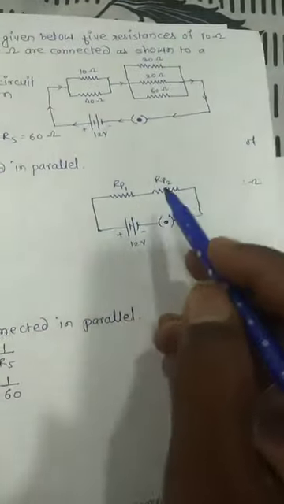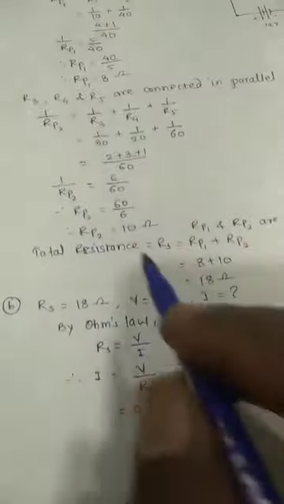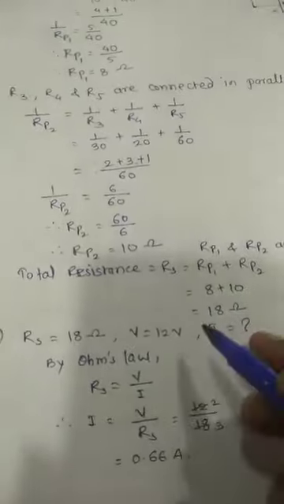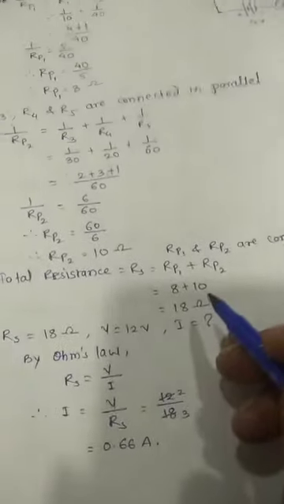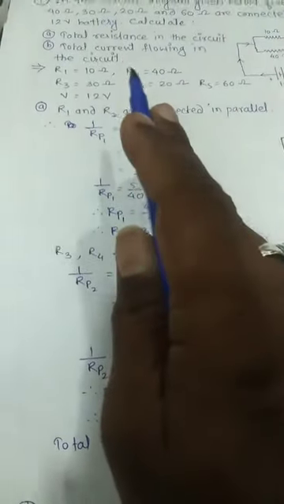Now check RP1 and RP2. They are in series. So see here, RP1 and RP2 are connected in series. So total resistance Rs equals RP1 plus RP2. So what will we get? 8 plus 10 equals 18 ohm. Understood, students? Then we got the first question's answer: total resistance in the circuit. Now second question: total current flowing in the circuit.